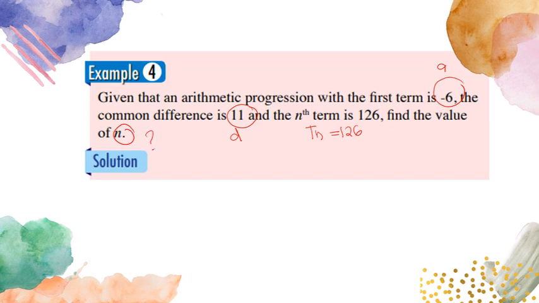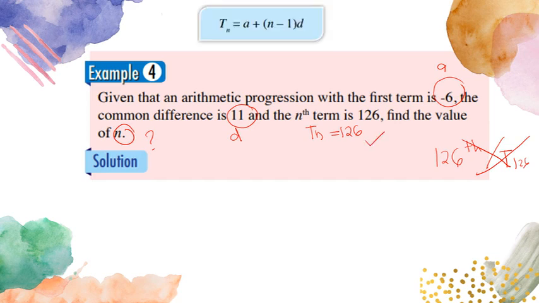Okay. The question does not ask you to find the 126th term, or T126. No. The question already gives you that Tn is 126. So the solution. So remember the formula, Tn is equal to A plus (n minus 1)D. So this is what we are going to find, which is the value of n. So you just substitute all the information into the formula, then you will get the value of n.